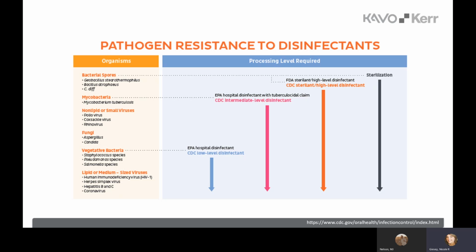Now, right now, for coronavirus, the CDC had recommended an EPA hospital disinfectant with tuberculosis claim. See how high it is above the coronavirus. So if you look at the hierarchy of pathogens, and then you go to what kind of level of disinfection or sterilization that's needed to kill those pathogens, you could easily figure out what type of product you could use in your office as recommended by the CDC and guided by the EPA labels.